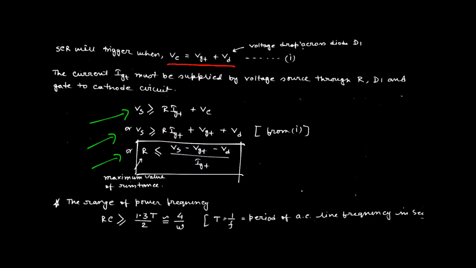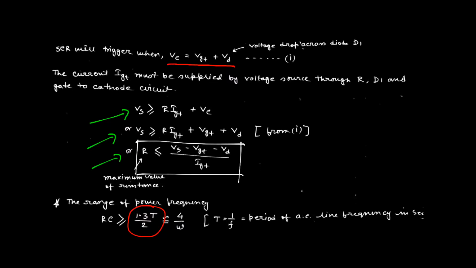So after simplification we get the actual design value of R for this particular circuit: R must be less than or equal to Vs minus VGT minus Vd divided by IGT. For application purposes, the RC value should be greater than or equal to 1.3 T by 2, nearly equal to 4 by omega, where T is equal to 1 by f, the period of the AC line frequency in seconds.